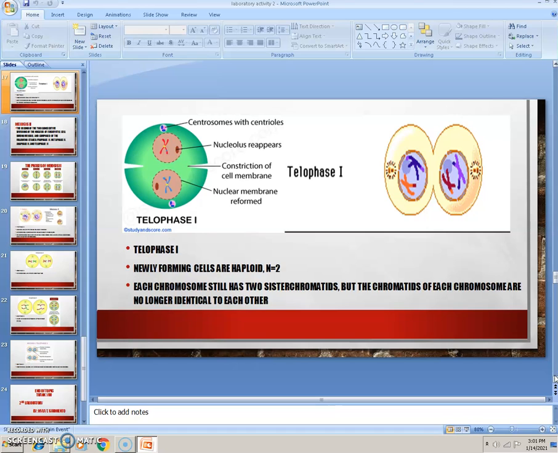In telophase 1, the newly formed cells are haploid. This is n equals 2. Each chromosome still has two sister chromatids, but the chromatids of each chromosome are no longer identical to each other.